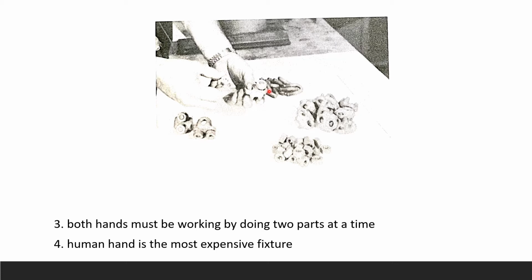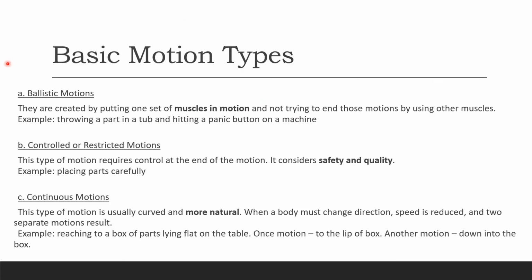Both hands of the operator or crew must be working, doing two parts at a time to save time anyway. And the human hand is actually the most expensive fixture. Therefore, you should get the best out of it.